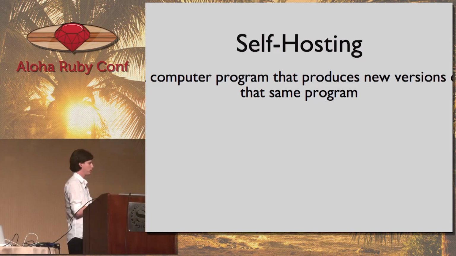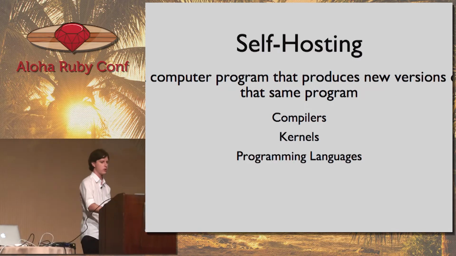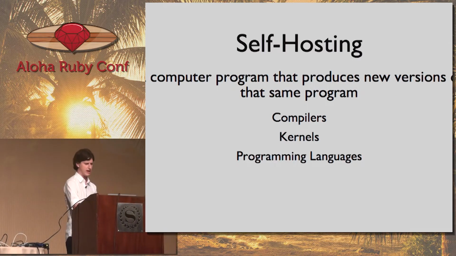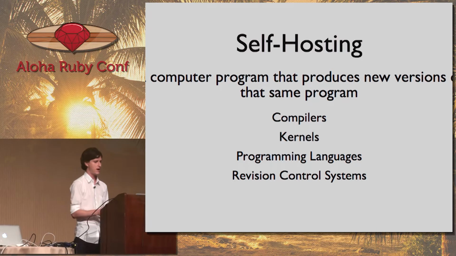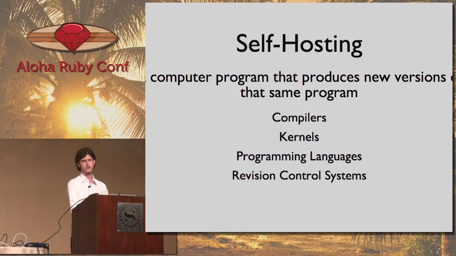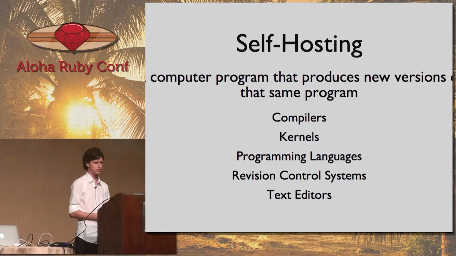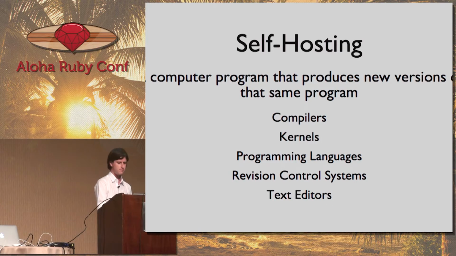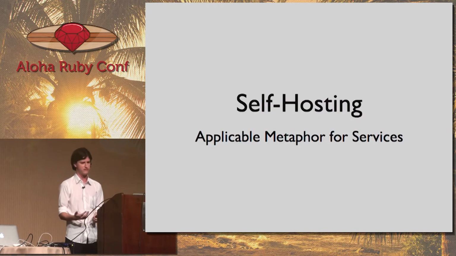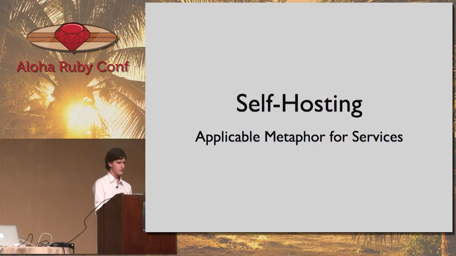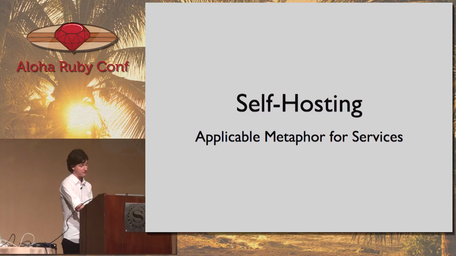So we saw this with the compiler, but it can refer to any computer program that produces a new version of the same program. So compilers, kernels, this applies to that. Programming languages, again, Rubinius or PyPy, those are self-hosting. Revision control systems. Linus famously manages Git in Git. I would assume the same was true of Subversion being managed in Subversion. Text editors, you'd expect most of the authors of Vim to actually use Vim to edit this application. And this is also an applicable metaphor for services.